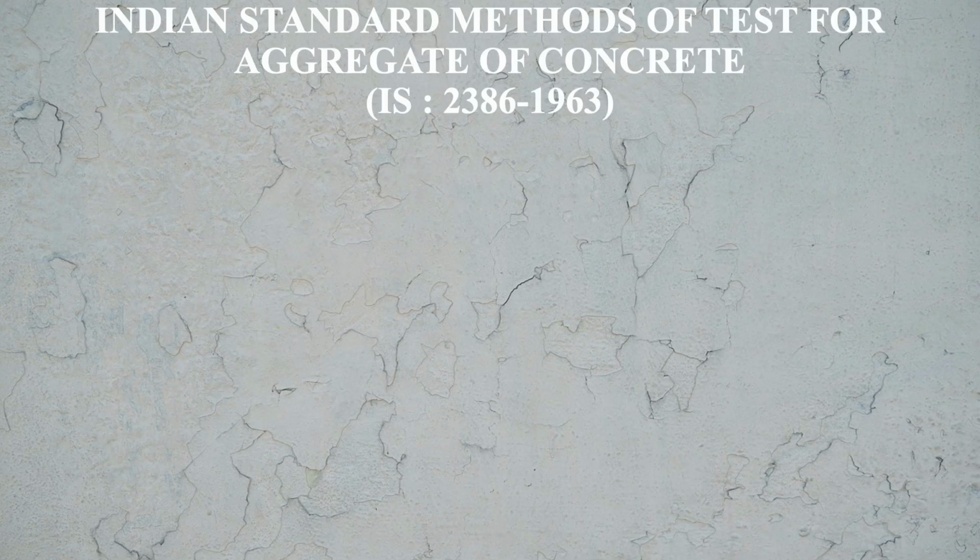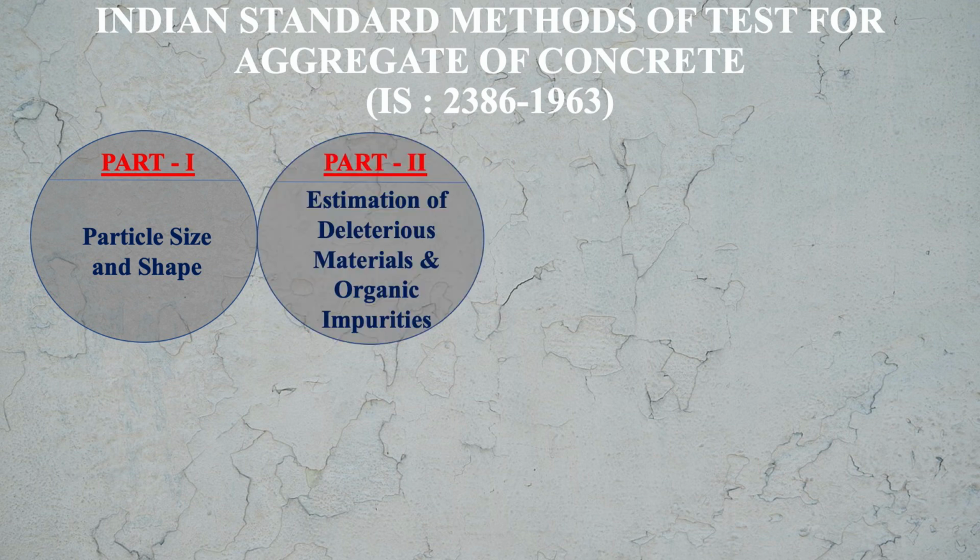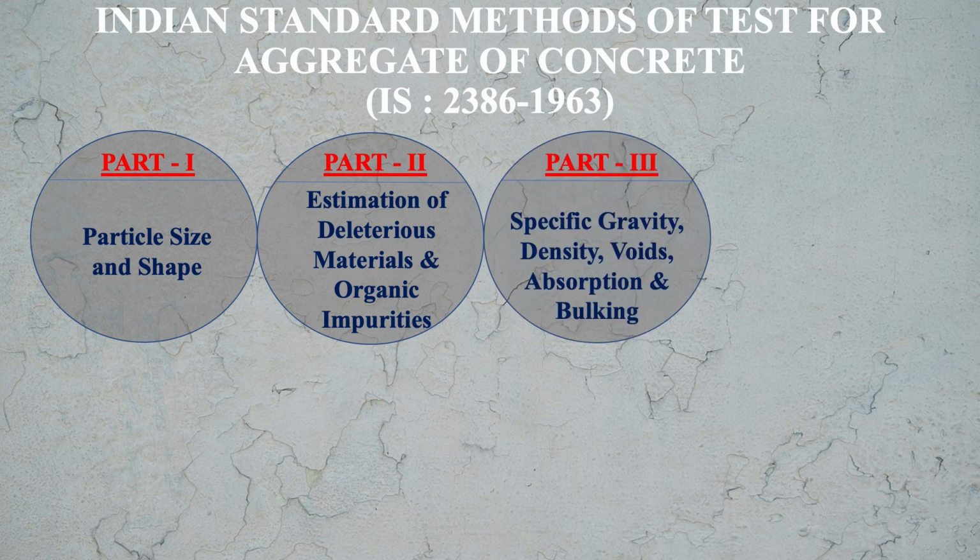First of all, I would like to introduce you to the BIS code that gives guidelines and specifications for aggregates. This code is IS 2386 1963, and this code has 8 parts basically. Part 1 deals with particle size and the shape of aggregates. Part 2 deals with estimation of deleterious materials and organic impurities. Part 3 of this code deals with specific gravity, density, voids, absorption and bulking.